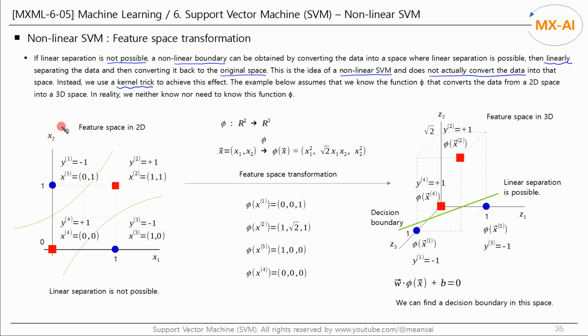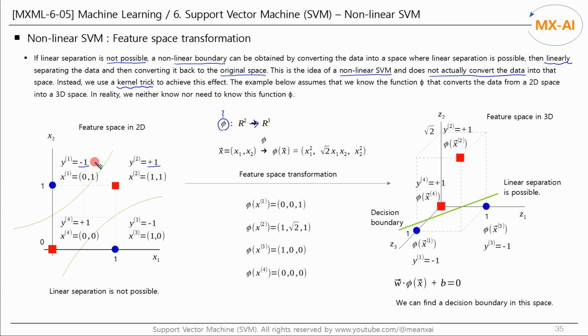The example below assumes that we know the function phi that converts the data from a 2D space into a 3D space. In reality, we neither know nor need to know this function phi. In the example below, 4 data points are distributed as follows. Red data points have a class of +1, and blue data points have a class of -1.